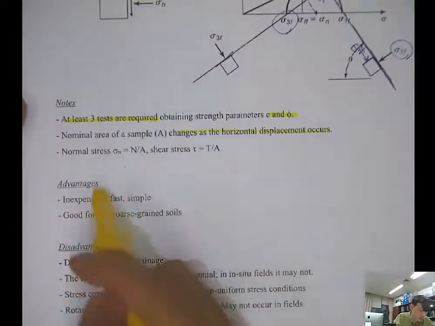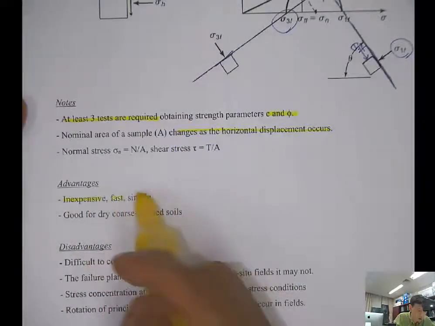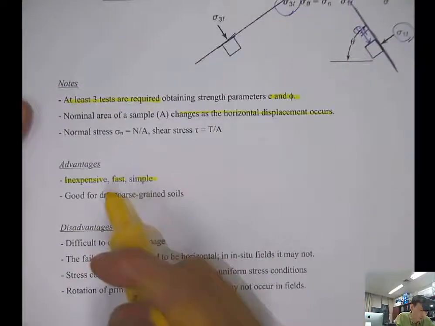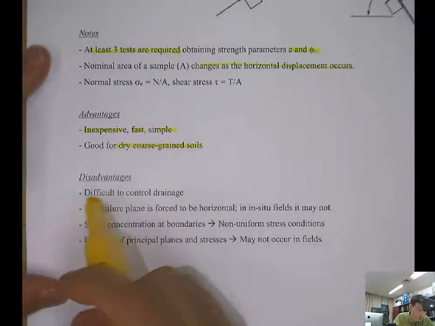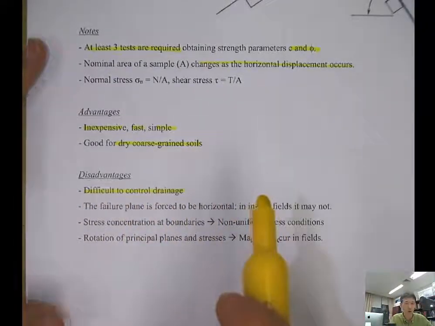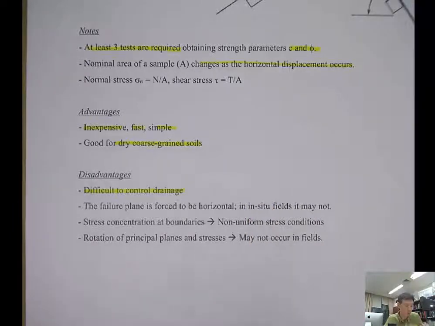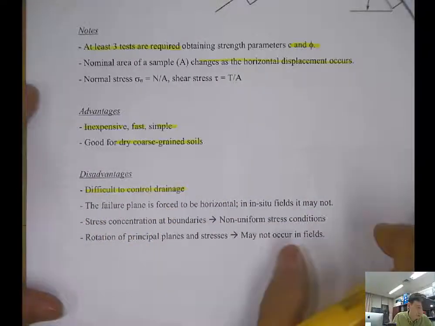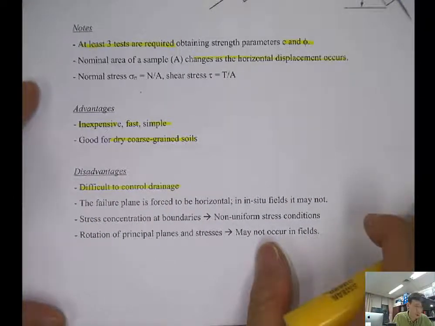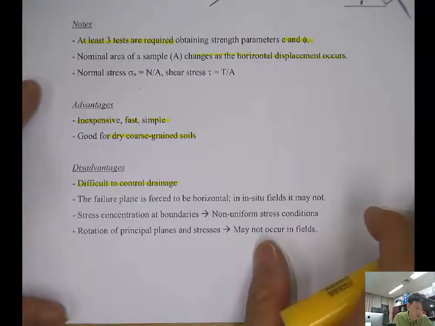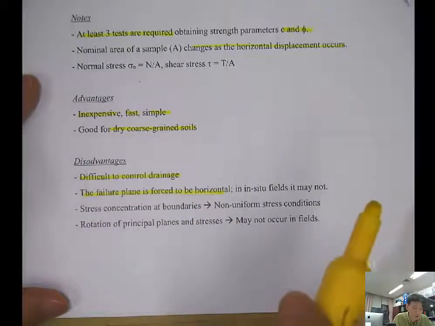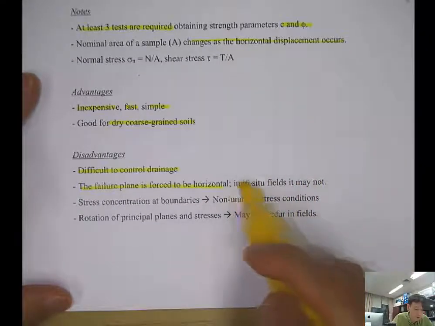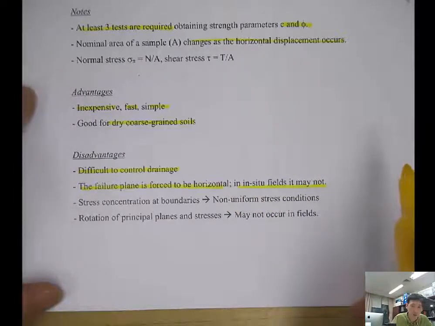The advantages of this direct shear test are that it is inexpensive, fast, simple, very intuitive, and good for dry soils. But the disadvantages are that it is difficult to control the drainage, so it's very difficult to saturate the soil or partially saturate it, because there's no drainage line for keeping the moisture inside the soil constant. And the failure plane is forced to be horizontal, but in situ in the field it may be a different angle.